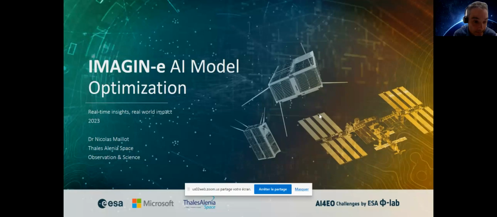So yes, I am Nicola Mailloux, working at Thales Alenia Space in the observation and science organization, and I am in charge of AI capabilities for different programs. So let's move on to the Imagine mission with a few words about AI model optimization.